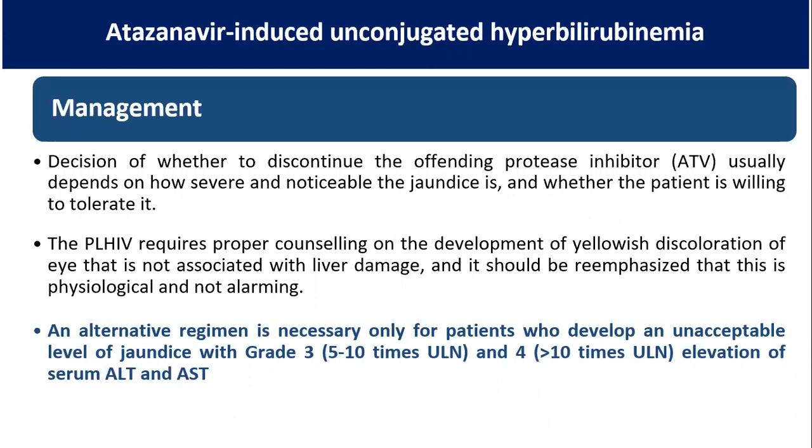The PLHIV requires proper counseling on the development of yellowish discoloration of the eye that is not associated with liver damage, and it should be re-emphasized that this is physiological and not alarming. An alternative regimen is necessary only for patients who develop an unacceptable level of jaundice with grade 3, that is 5 to 10 times upper limit of normal, and grade 4, that is more than 10 times upper limit of normal in case of ALT and AST.